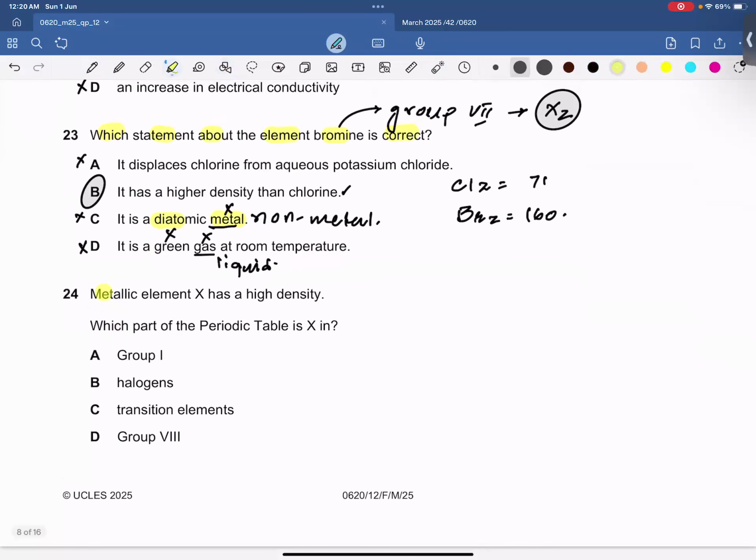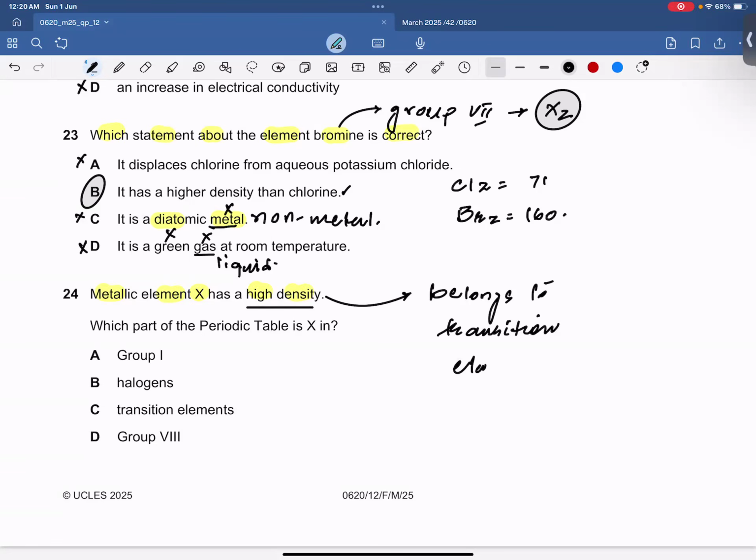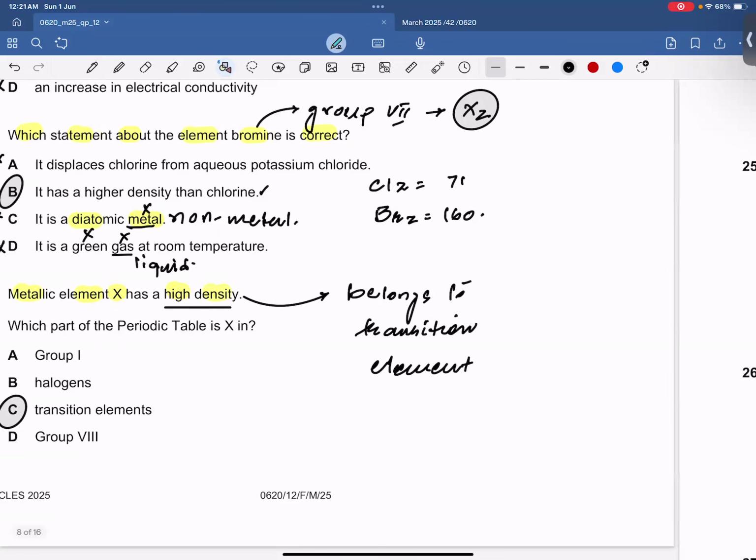Metallic element X has a high density. If it has a high density, obviously metallic element X belongs to the transition elements, because transition elements have high melting and boiling points, have high density, and show colored compounds. So obviously C is going to be the right answer. Okay, again, that's a very straightforward question. Let's move on to question number 25.